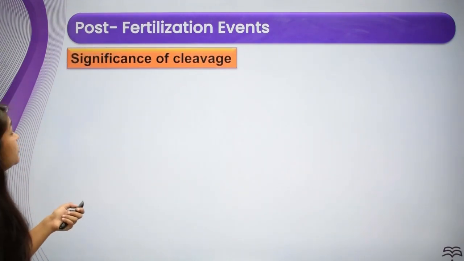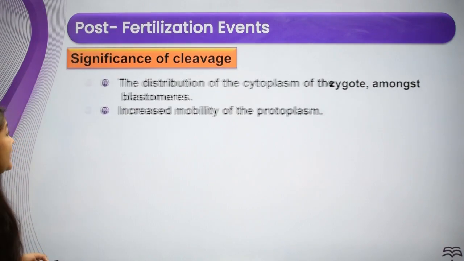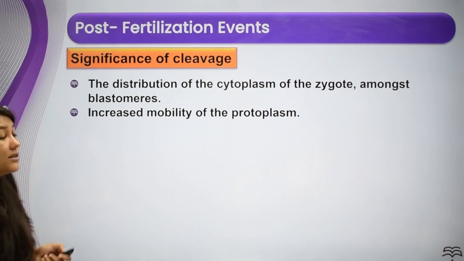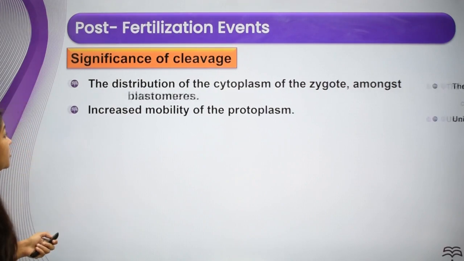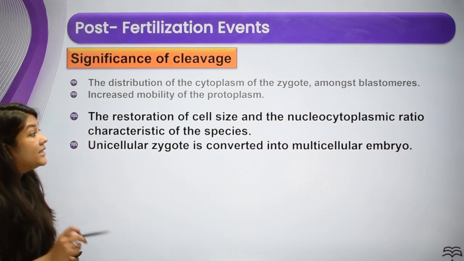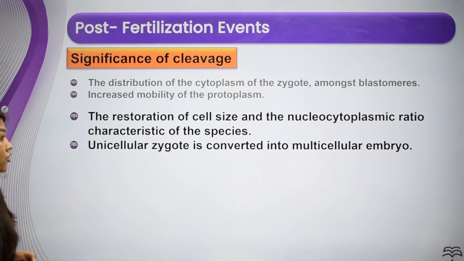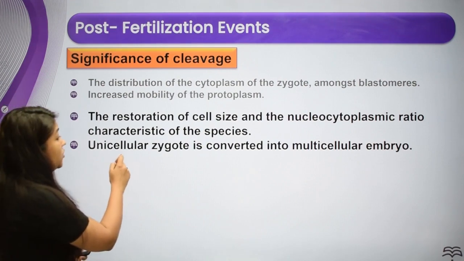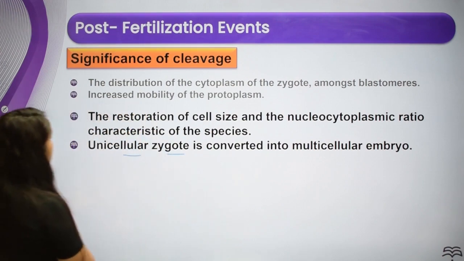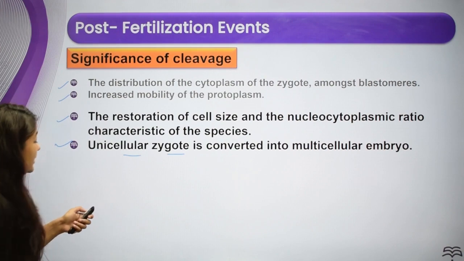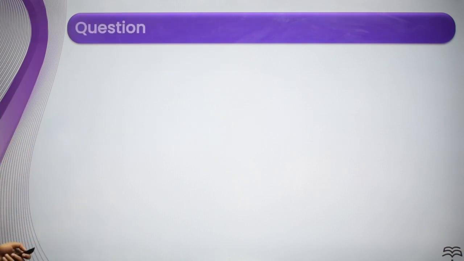Next, significance of cleavage. What is the significance of cleavage? See, the distribution of the cytoplasm of the zygote amongst the blastomeres, right? हम लोग पहले ही देख चुके हैं blastomeres क्या होते हैं. Increased mobility of the protoplasm, the restoration of cell size and the nucleocytoplasmic ratio characteristic of that particular species, and then the unicellular zygote is converted into a multicellular zygote. All right, so this is all about the significance of the cleavage.